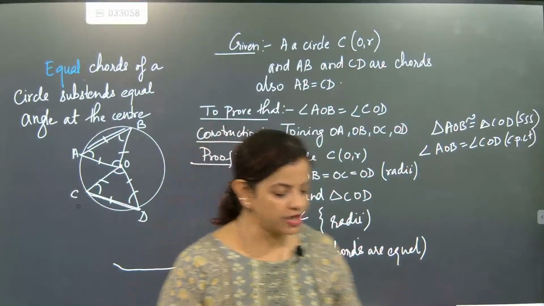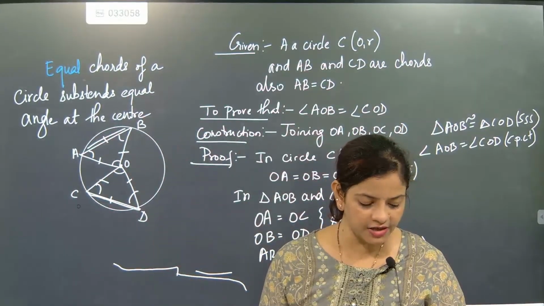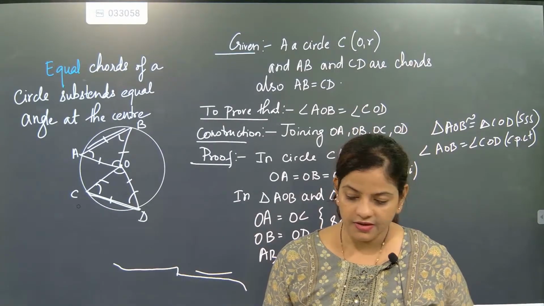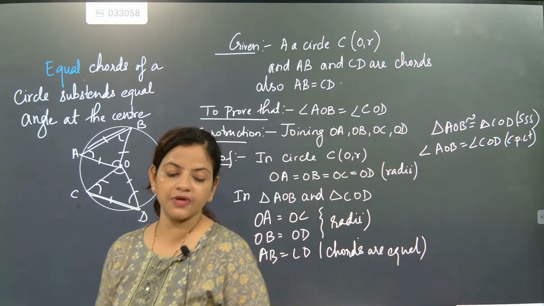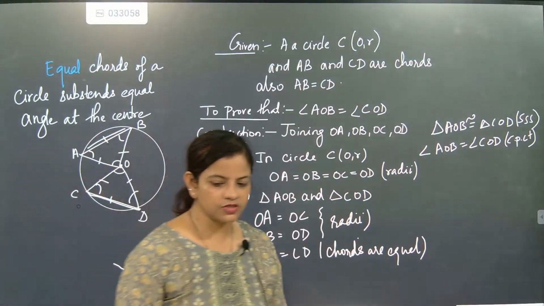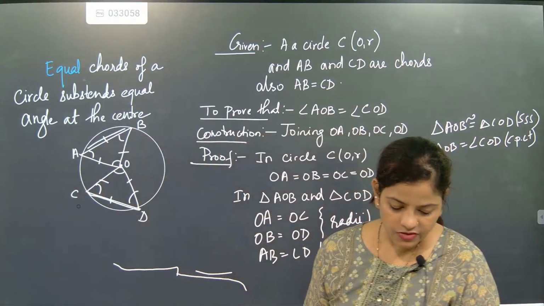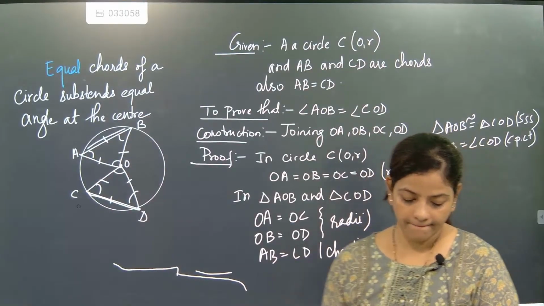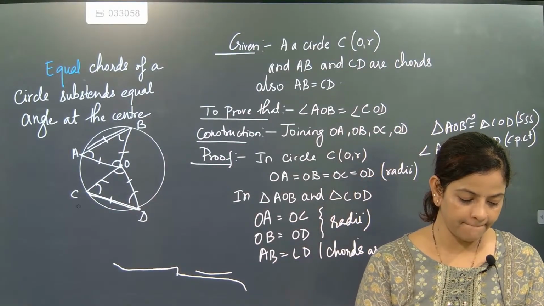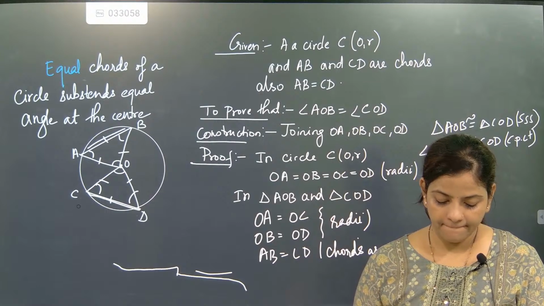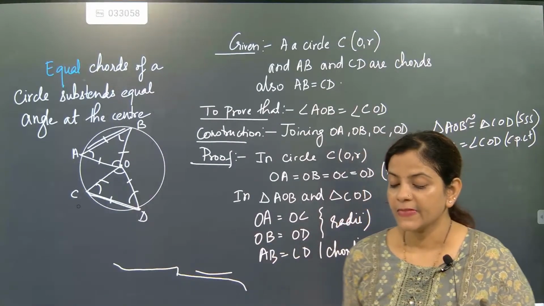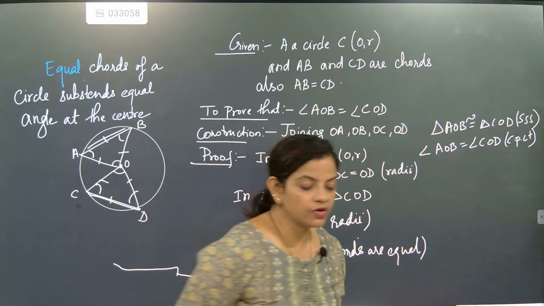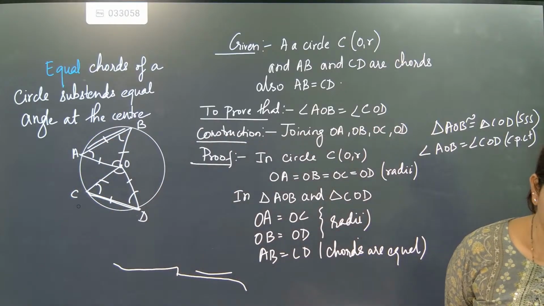Since the chords are equal, they are subtending equal angle at the center. Understood? Chords are equal, so they are subtending equal angle at the center. This is what is exactly given. This is one theorem which is very, very important. AB is equal to CD. So this is one theorem which we must do.